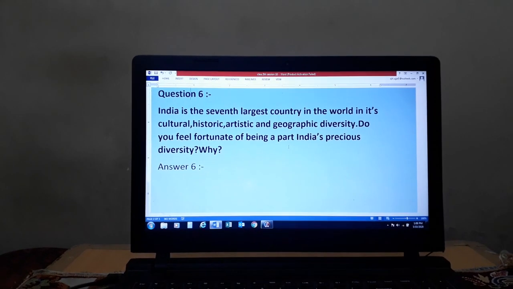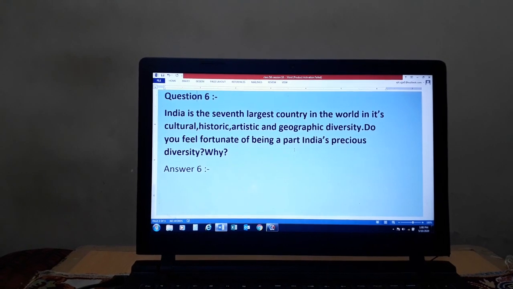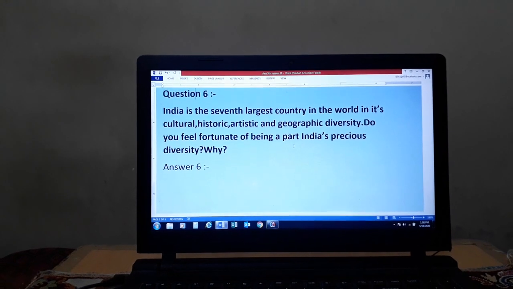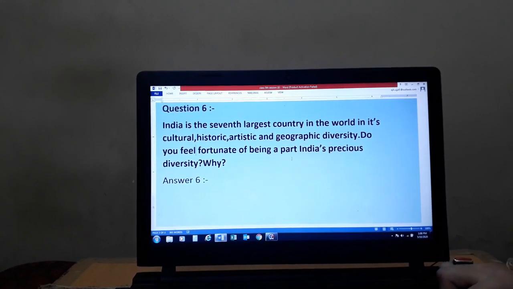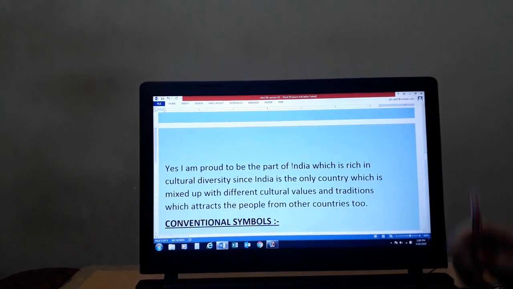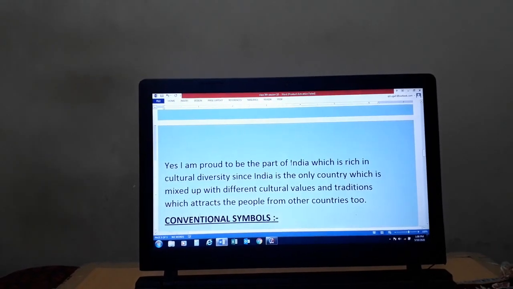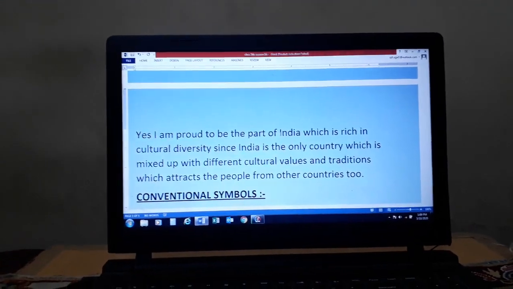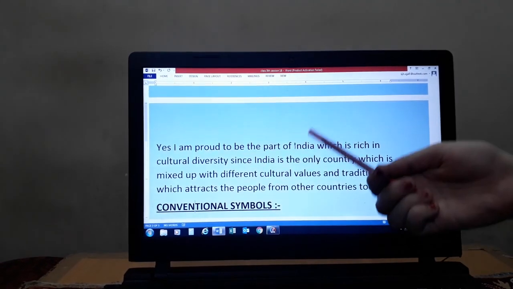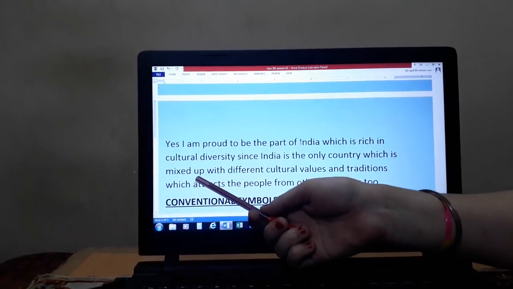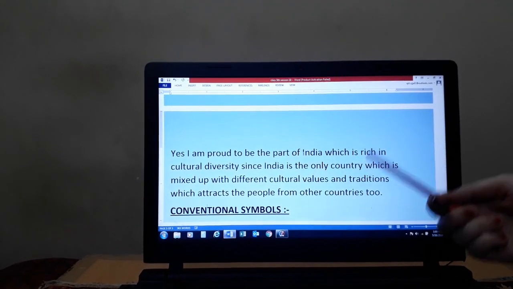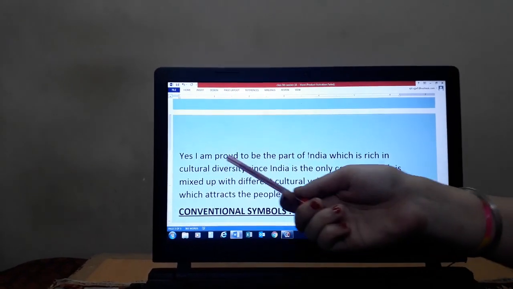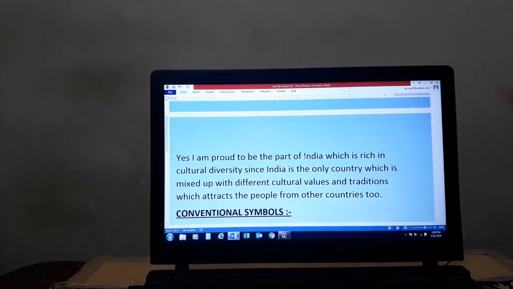Students, now the question is saying, do you feel lucky? Do you feel happy of being a part of India's precious diversity? And then the question is why? Let us see. Now students, the answer is yes, I am proud to be a part of India. Students, are you proud of being a part of India? Yes, you are. So the answer is yes, I am proud to be a part of India, which is rich in cultural diversity, since India is the only country which is mixed up with different cultural values and traditions, which attracts people from other countries too.